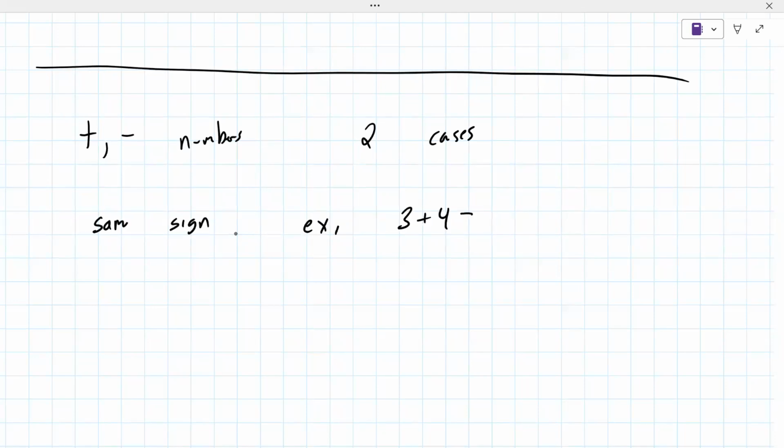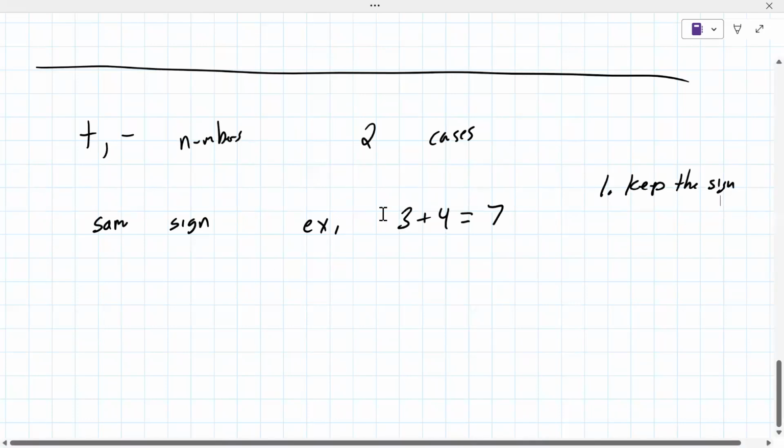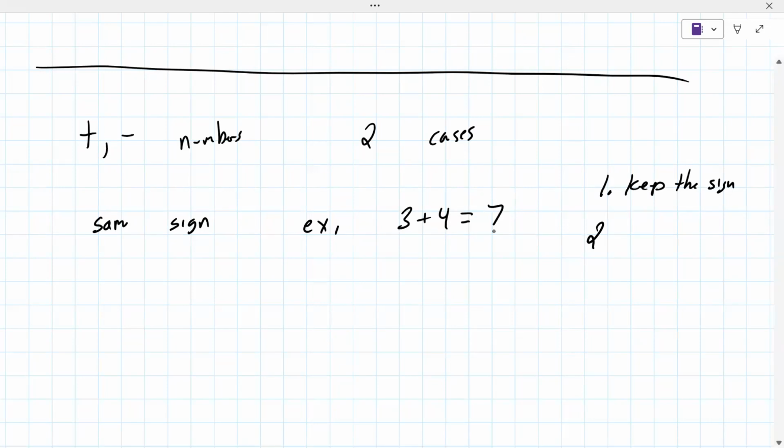What is 3 plus 4? And you already know the answer. It's 7. Now, how did you get the answer? Here's how, and you didn't even know you did this. You keep the sign. They're both positive. Do you see that? These are both positive numbers, positive 3 and positive 4. So you keep the sign. And then the second thing you did is you added the numbers without the sign. You didn't even know you were doing this, but you did.